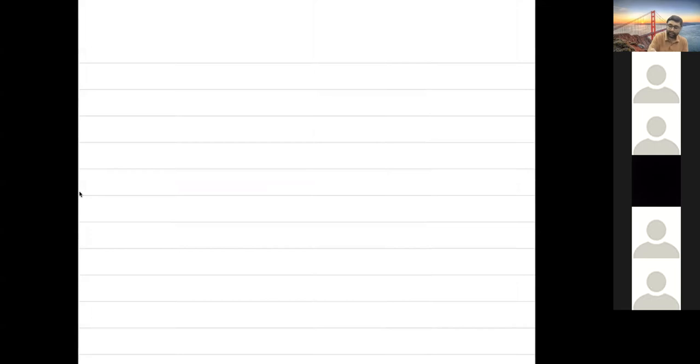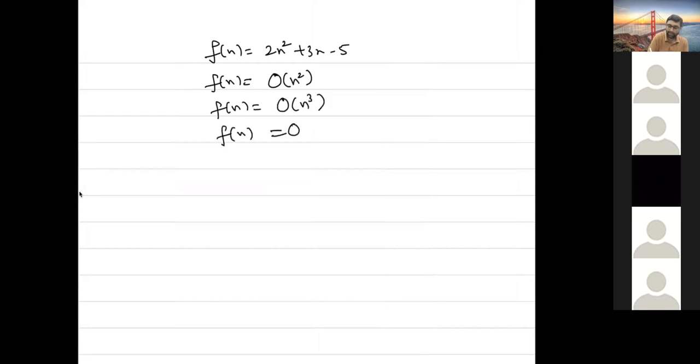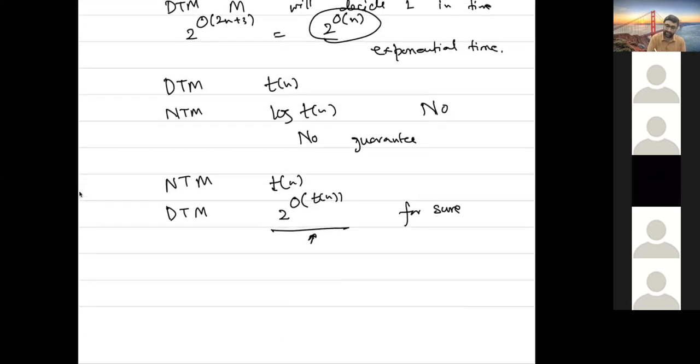So how is it the case? Look at this one. For example, if I say that f of n is, let's say, 2n squared plus 3n minus 5, then I know that f of n is in O of n squared. f of n is also in O of n cubed. f of n is also in O of 2 to the power n. So all these are correct because all of them are upper bounds. So whenever we have a non-deterministic Turing machine which runs in a time t of n, then we will have a DTM which will run in this particular time. This could be any function. We do not know what that is, right? So we would have an exponential slowdown.